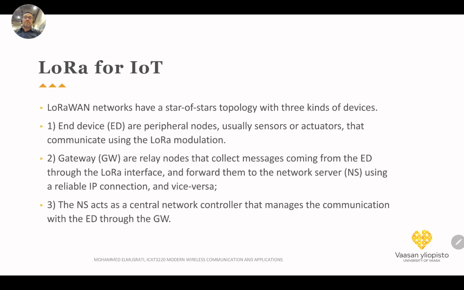In LoRa networks we have, as I said, a star topology. It has three levels of devices. The first is the end device, ED, usually a sensor or actuator that communicates using the LoRa modulation. As we mentioned before, LoRa modulation is CDMA-like, using spreading factors from 7 to 12. We are not going to go into those details.